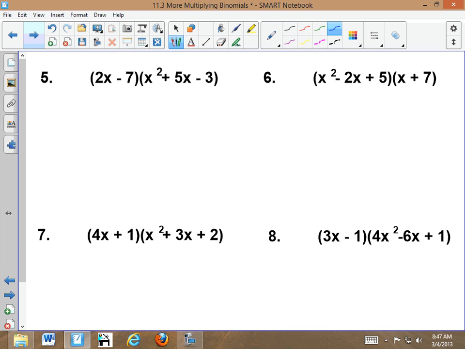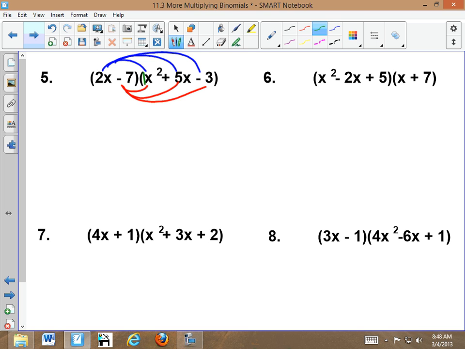All right, let's go ahead and look at number 5. Now, we're multiplying a binomial to a trinomial. It's the same thing. 2x times x squared, 2x times 5x, 2x times negative 3. And then negative 7 times x squared, negative 7 times 5x, negative 7 times negative 3. So, in front of the x squared, what number do I have that's understood? 1.